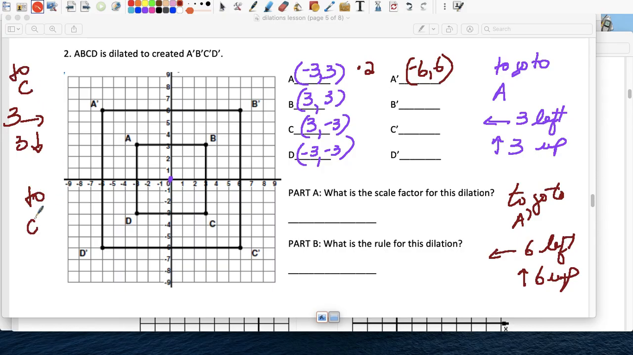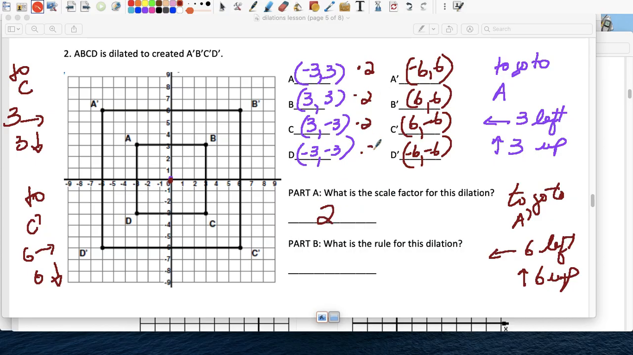To C prime is 1, 2, 3, 4, 5, 6 to the right, and then 6 down from the center of dilation, which in this case is 0, 0. So we can write 6 and negative 6, and for C prime, 6, negative 6. So everything doubled, right? The horizontal distance that you walk and the vertical distance that you walk, everything gets doubled. So what's the scale factor? Well, this is easy, right? Everything was multiplied by 2, times 2, times 2.